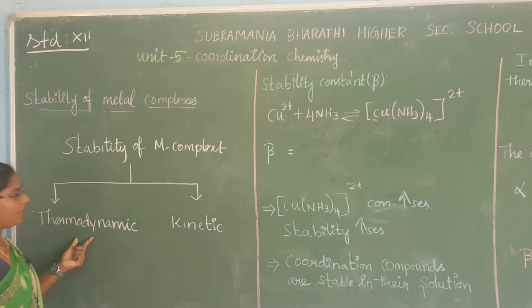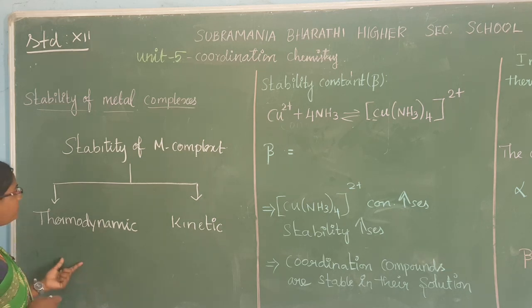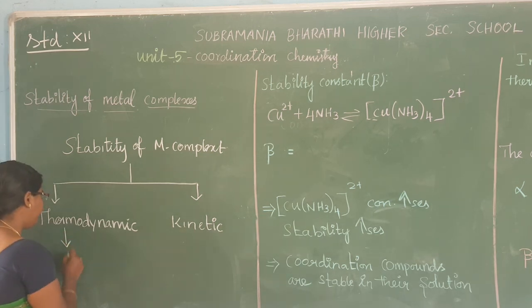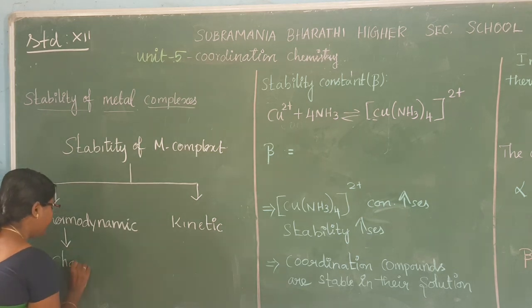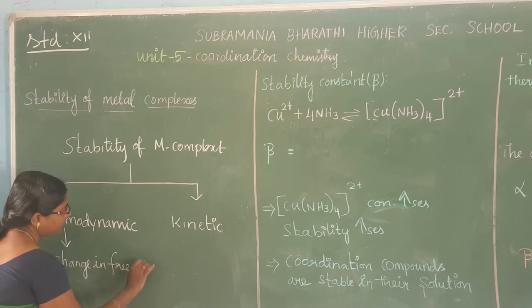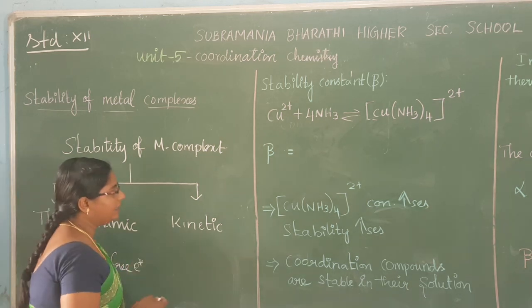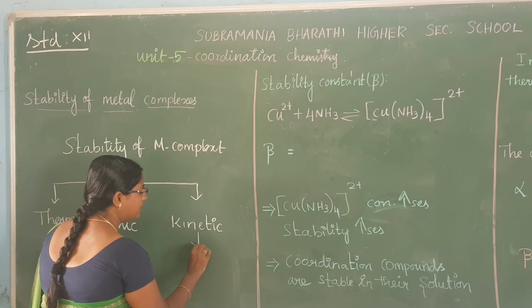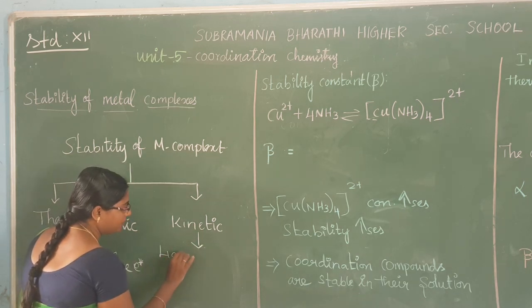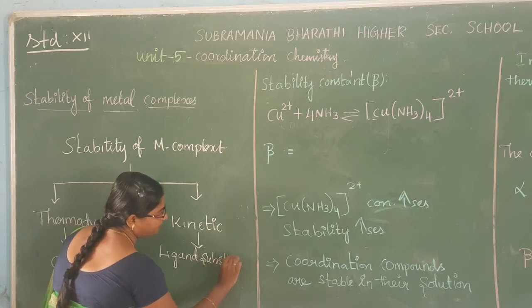This thermodynamic stability refers to the change in free energy when the complex is formed. It can be represented as delta G. Then this kinetic stability refers to the ligand substitution in a reaction.